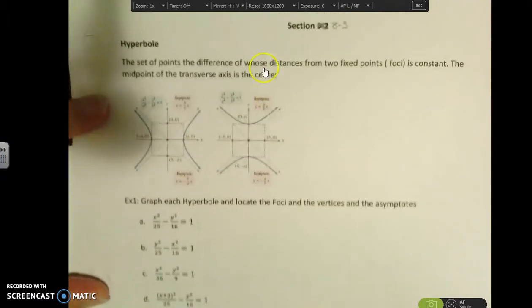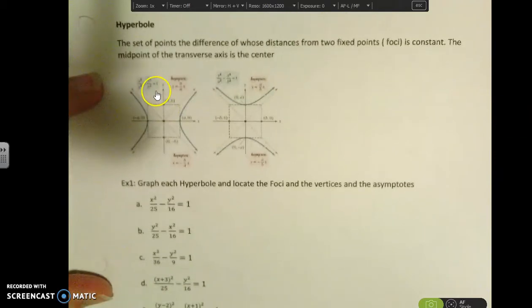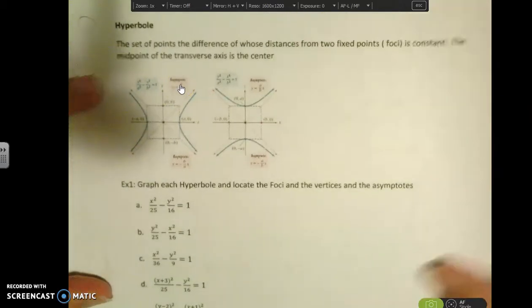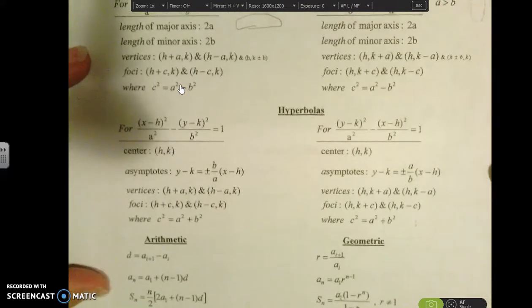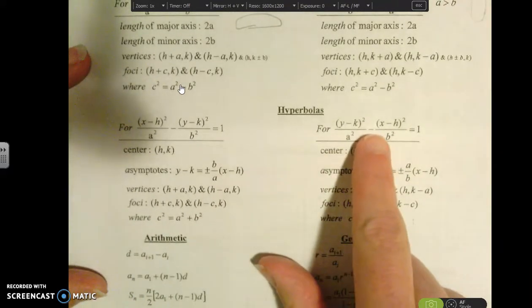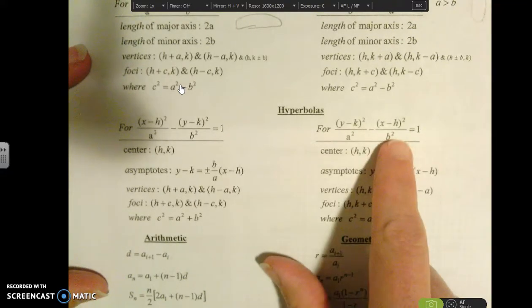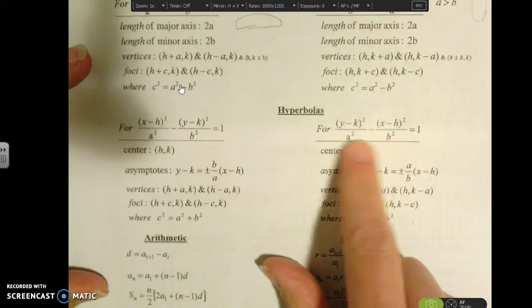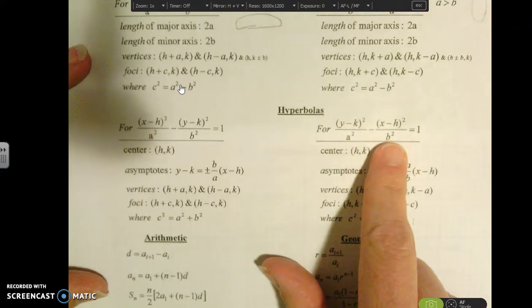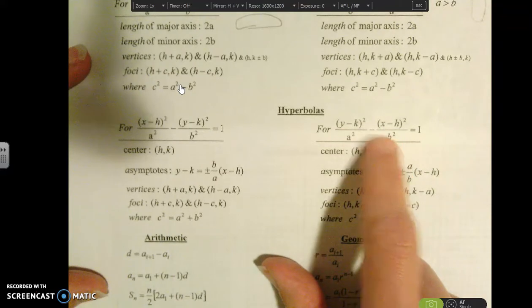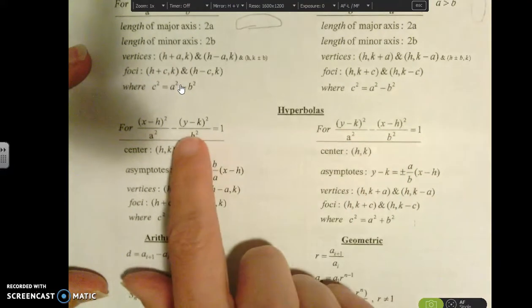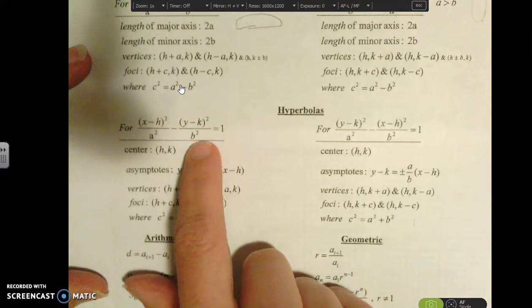And with the hyperbola, the biggest difference is the formula. If you'll notice, the formula for the hyperbola is a subtraction problem as opposed to addition. You'll notice that the a and the b values are always constant. A is always the first term and b is always the second term. B is always attached to the minus sign. So if you look at this one, B is attached to the minus sign.